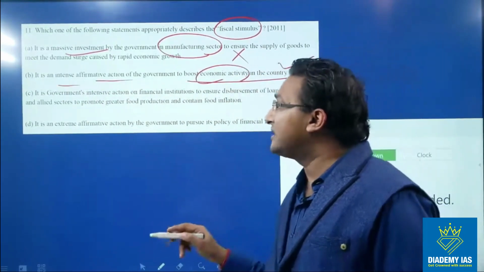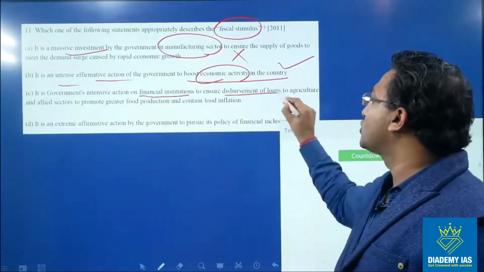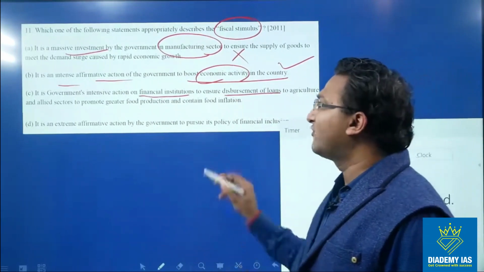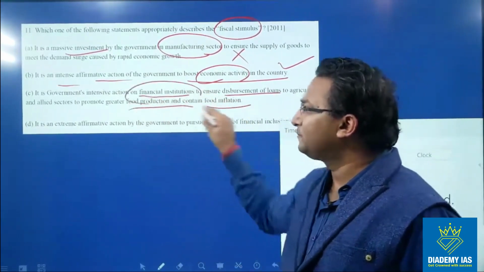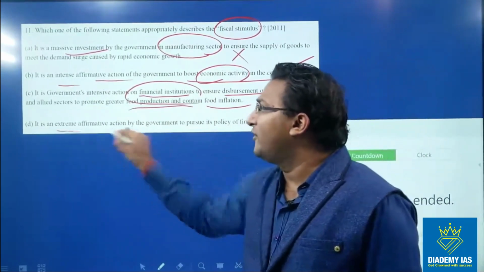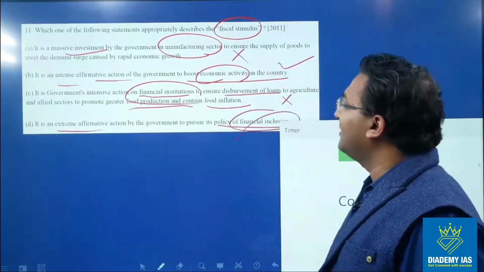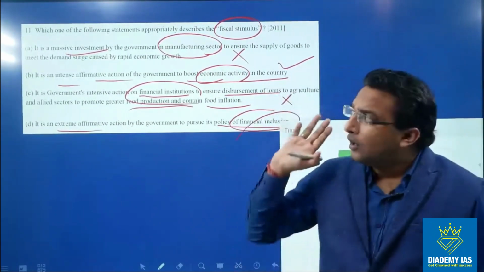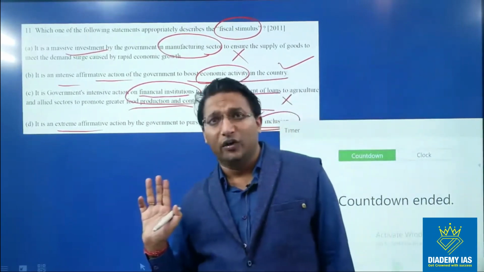It is government's intensive action on financial institutions to ensure disbursement of loans to agriculture and allied sector to promote greater food production and contain food inflation. This is also very, very limited phenomena. It is an extreme affirmative action to pursue its policy of financial inclusion. Again, this is very, very limited. So friends, you should read all the statement whenever you are solving the question.